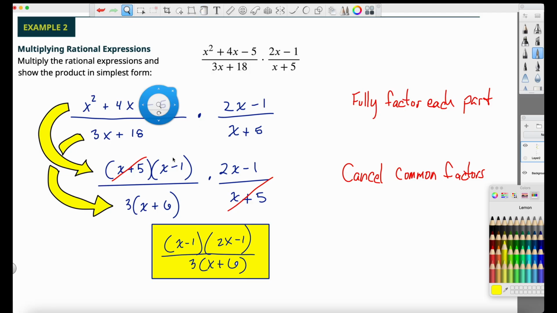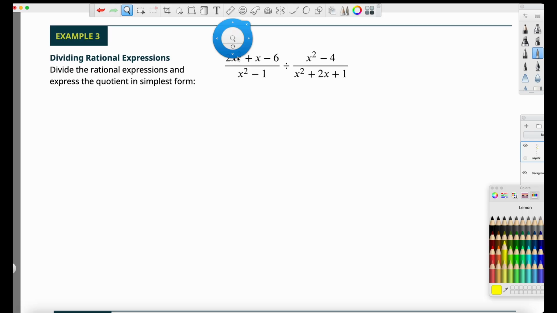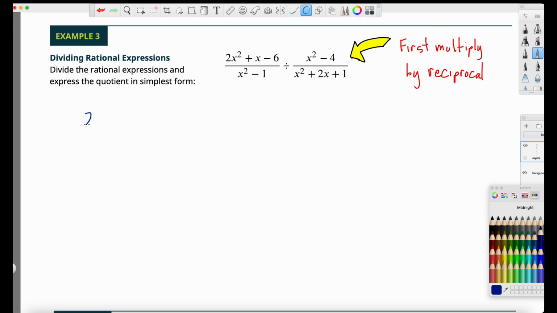Example 3, this time we are dividing a rational expression by another rational expression. So the way we get around dividing fractions is by multiplying by its reciprocal, and we've seen this before. So I'm going to rewrite the first rational expression, and then I'm going to say times, and I'm going to multiply this by the reciprocal.